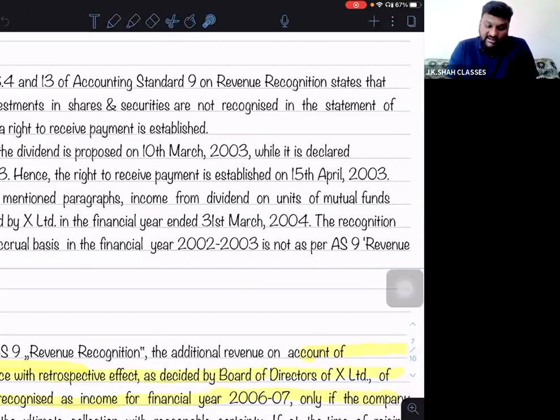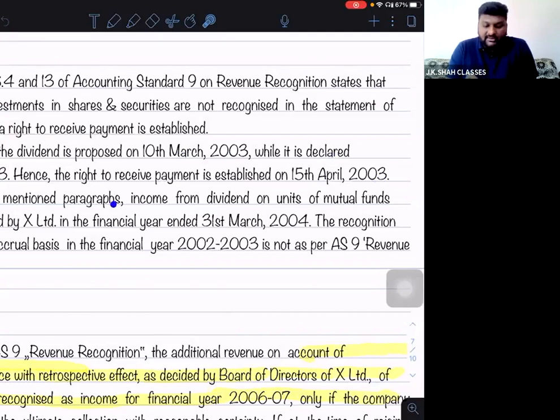So you can directly write as per Accounting Standard 9 on revenue recognition states that dividend from investment in shares and securities are not recognized in the statement of P&L until a right to receive payment is established. Right? So you will record it only when the right to receive payment is established. In this case, the dividend is proposed on 10th March, while it is declared on 15th April 2003. Hence, the right to receive payment is established on 15th April 2003.